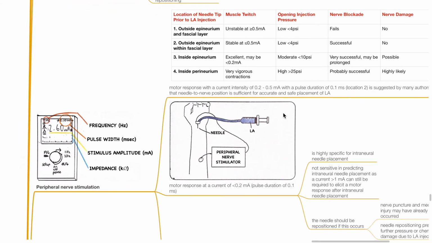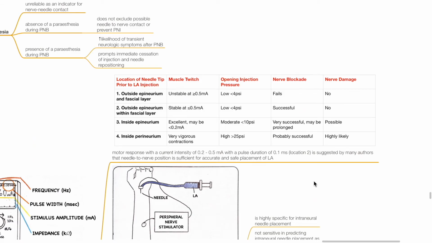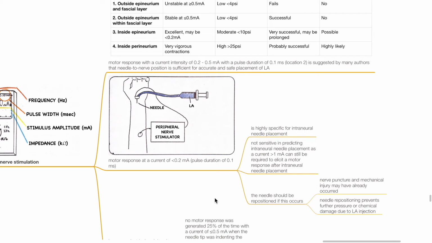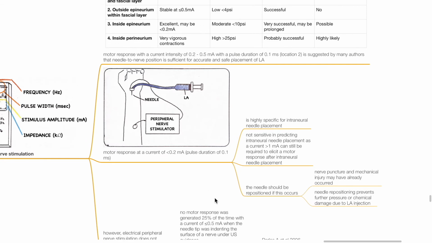Peripheral nerve stimulation: a motor response with a current intensity of 0.2 to 0.5 milliamps with a pulse duration of 0.1 millisecond is suggested by many authors to indicate that needle-to-nerve position is sufficient for accurate and safe placement of LA. Motor response at a current of less than 0.2 mA is highly specific for intraneural needle placement. However, it is not sensitive in predicting intraneural needle placement, as a current of more than 1 mA can still be required to elicit a motor response after intraneural needle placement.